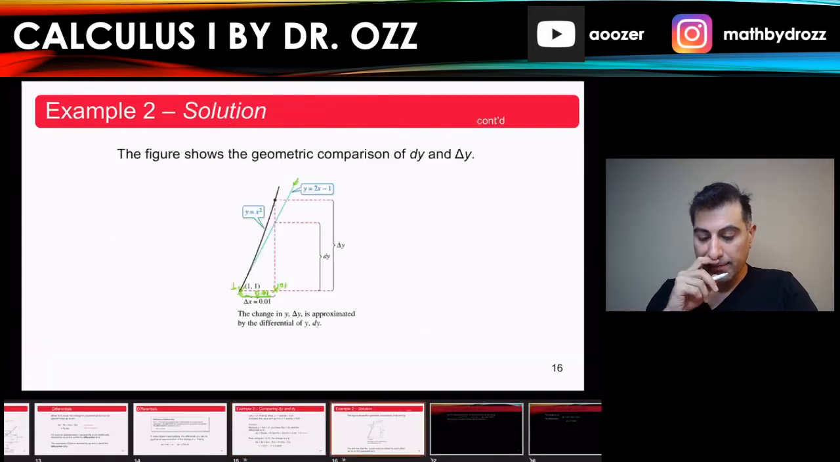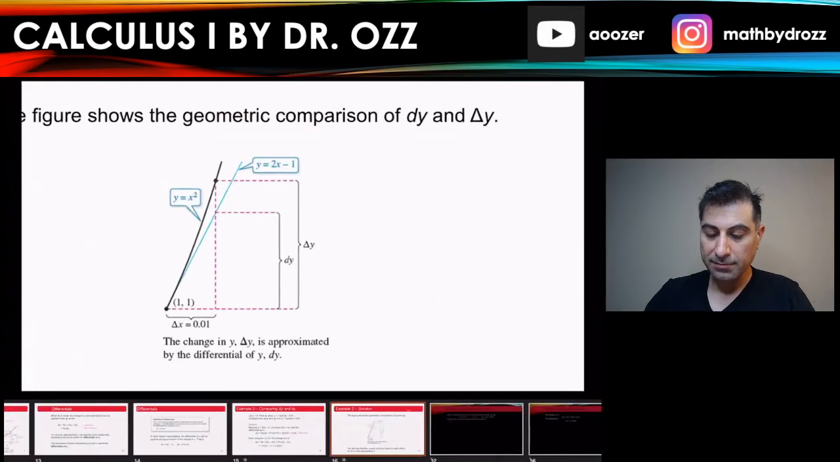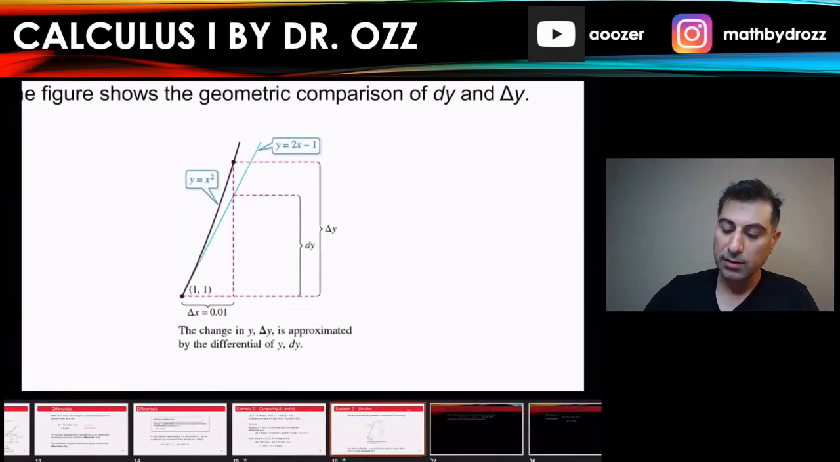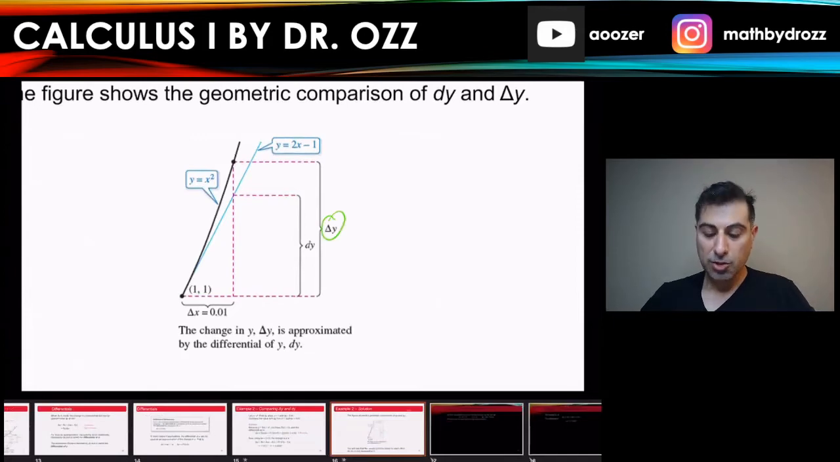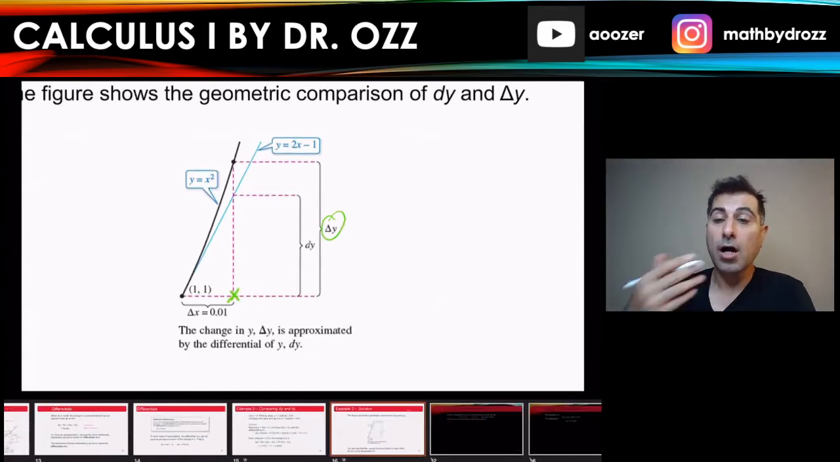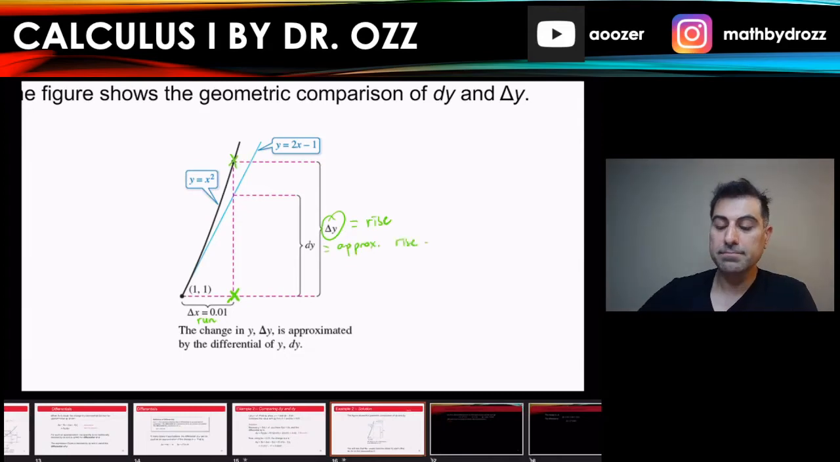And if you look at the graph back again, let me just clean this graph. And this is exactly what I'm talking about. This is the actual change. This delta y is the actual change, in other words, the actual rise when you have this much of run, right? So here, this is the actual rise, and this is the approximated rise.